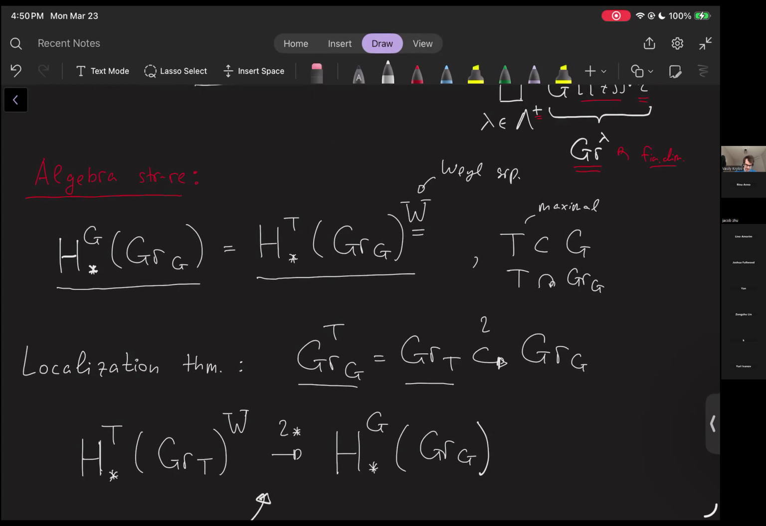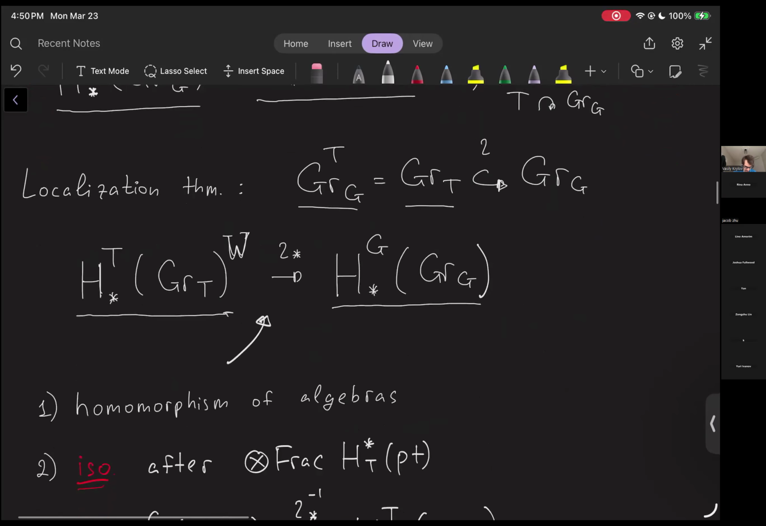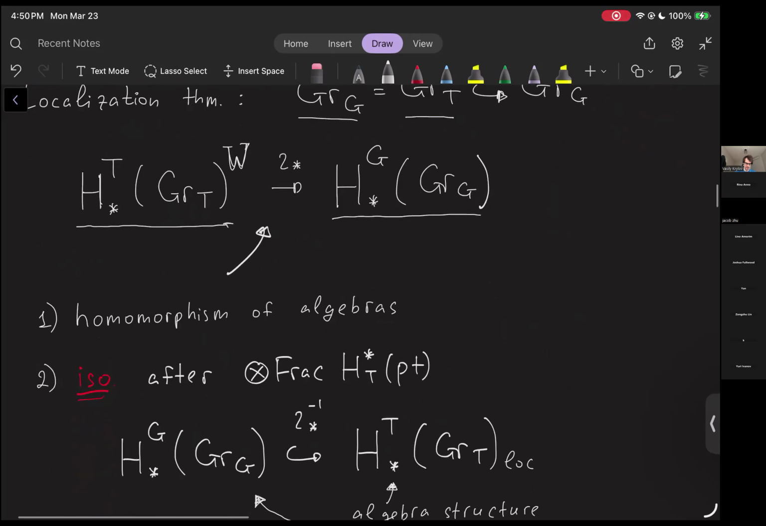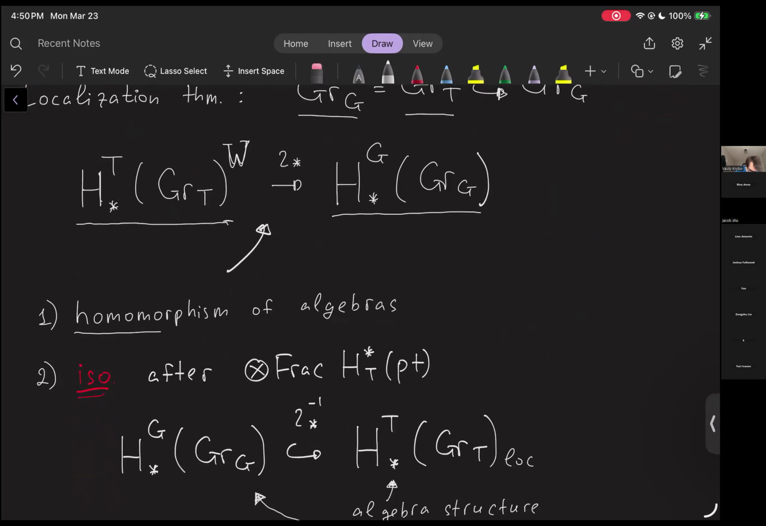And this closed embedding induces a push-forward map from the Borel-Moore homology that we considered before, right? So this is the torus case, and I just add W invariance, and that's the case of G, functions on the Coulomb branch for G. And the claim is that this map is actually a homomorphism of algebras. And moreover, just by the localization theorem, we know that after we tensor by the field of fractions, it becomes an isomorphism.